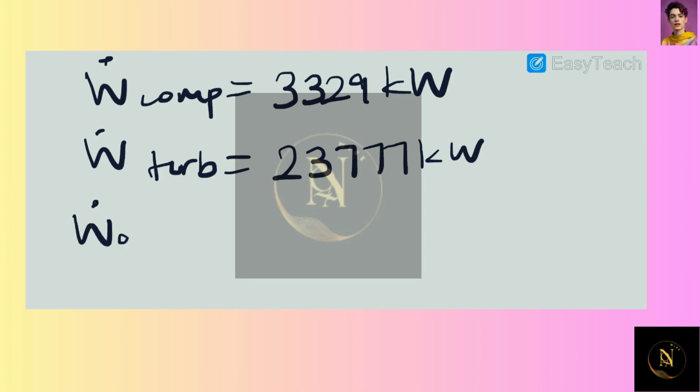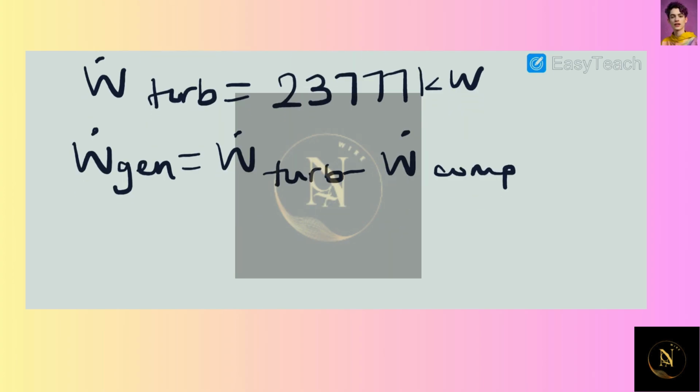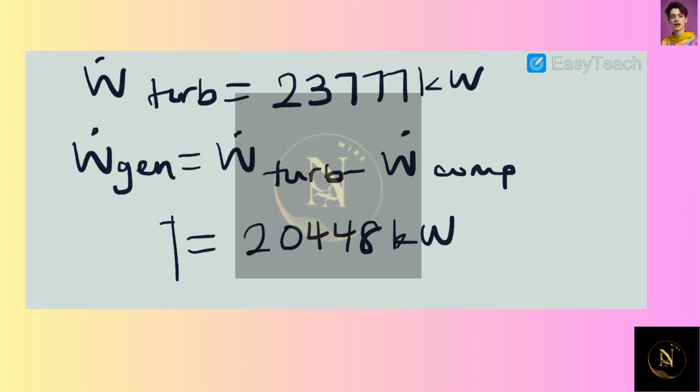So W generator is equal to W turbine minus W dot by the compressor. This gives us a total power output that's going to the generator equal to 20,448 kilowatts. And that's our final answer.